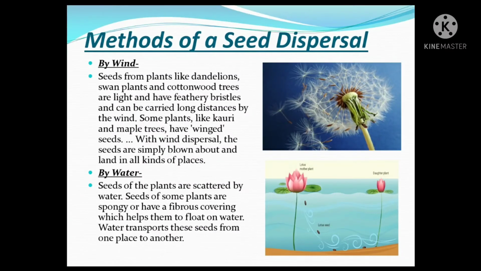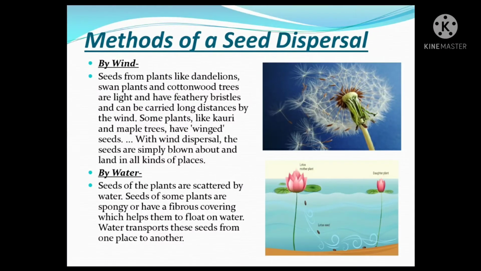Seeds from plants like dandelions, swan plants, and cottonwood trees are light and have feathery bristles and can be carried long distances by the wind. Some plants like kauri and maple trees have winged seeds. With wind dispersal, the seeds are simply blown about and land in all kinds of places.